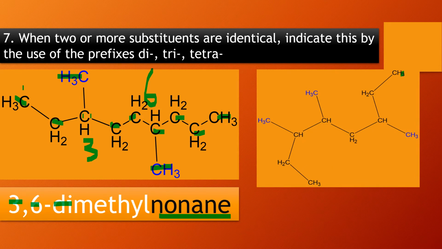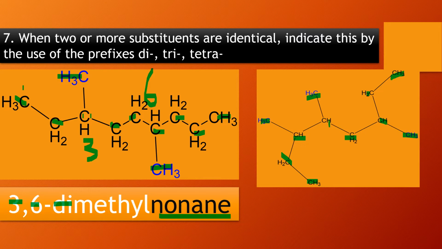Then move to this example. First step is to count the number of carbons. So 1, 2, 3, 4, 5, 6, 7, 8. So there are 8 carbons in the parent chain. So 8 means octane, and you can see here 1, 2, 3. There are 3 same substituents attached to this parent chain. So what will be its name?